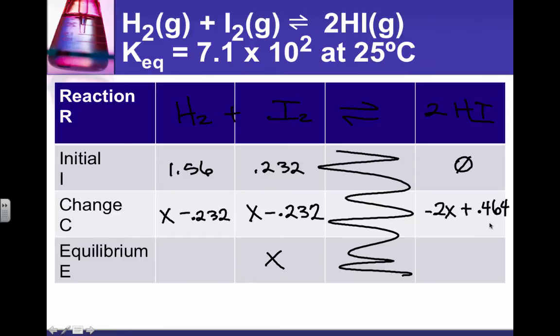Yeah, you meant what I knew. Move the decimal in front of the 4. You're okay. All right, now let's calculate equilibrium values for everything else.